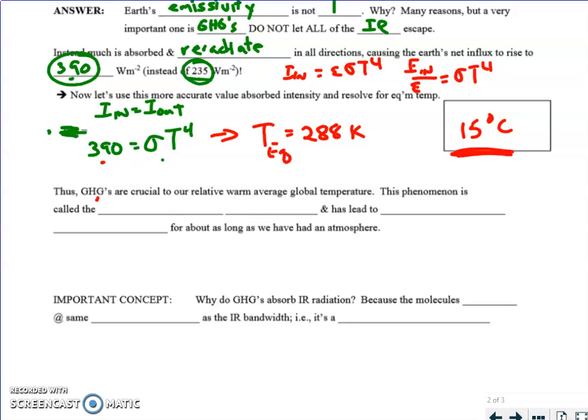So this is super important. So the greenhouse effect is huge. So this is called natural global warming. Not to be confused with what we talked about before. And it has led, for about as long as we've had an atmosphere, the greenhouse effect. The amounts of greenhouse gases has fluctuated for a variety of reasons. But without it, we're in trouble.